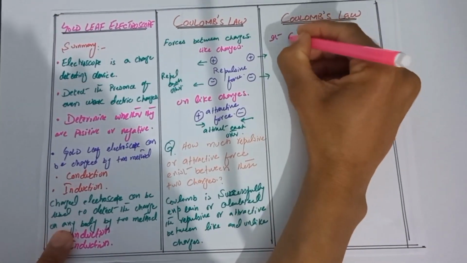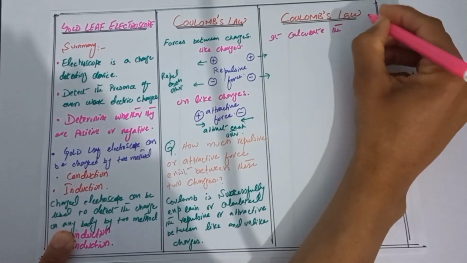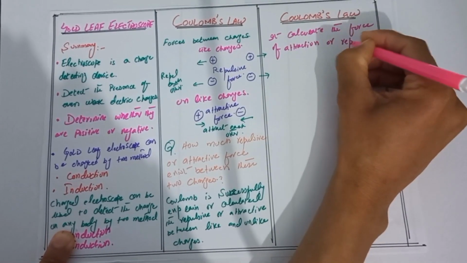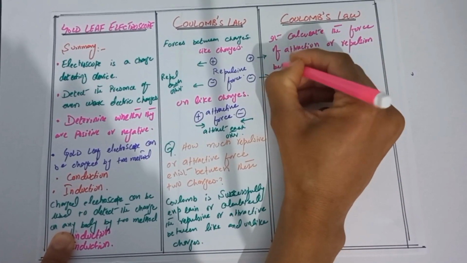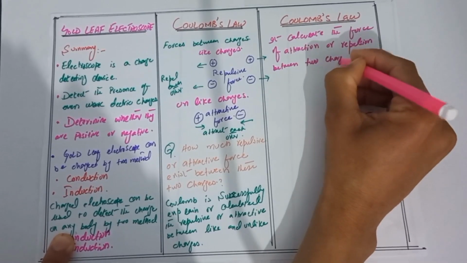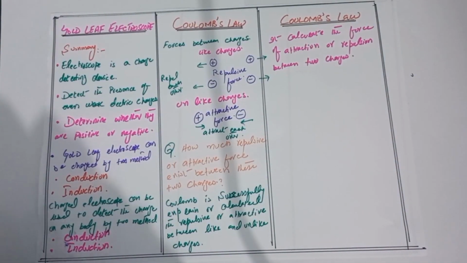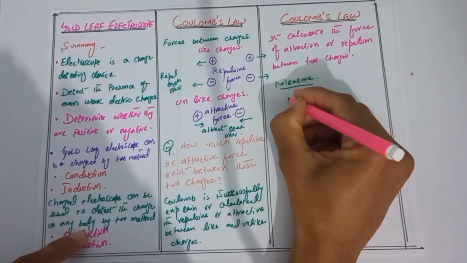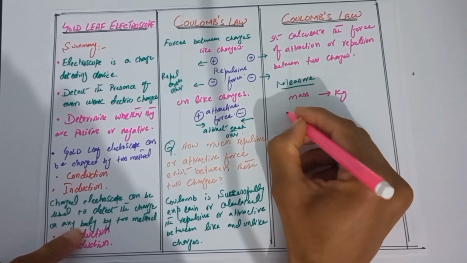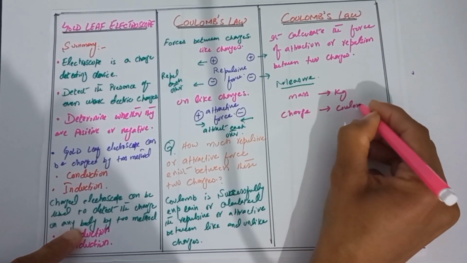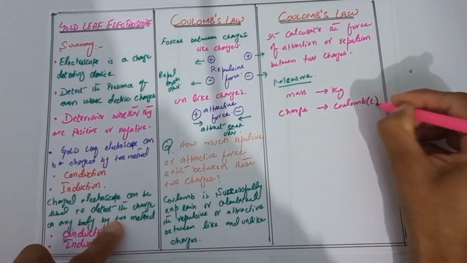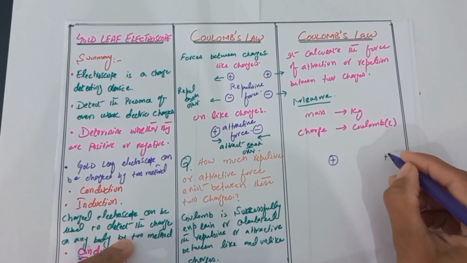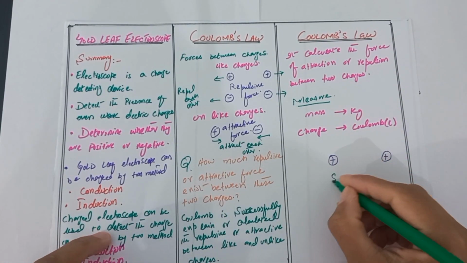In simple words, Coulomb's law calculates the force of attraction or repulsion between two charges. We all know that we measure mass in kg. Similarly, we measure charge in coulomb, which is denoted by C.